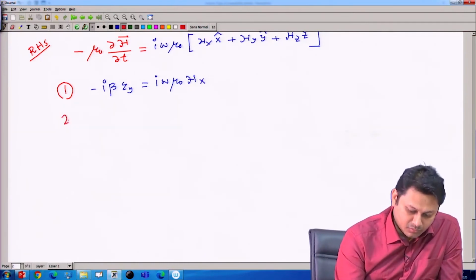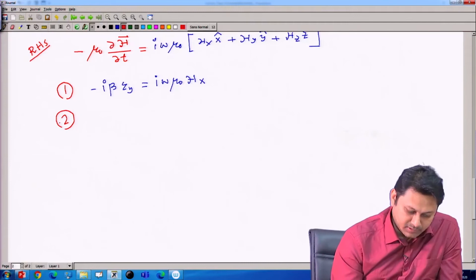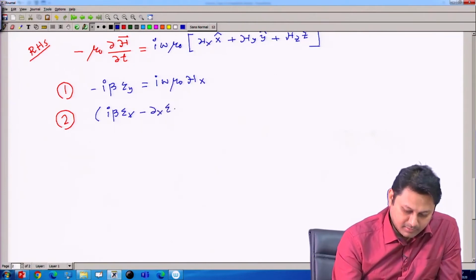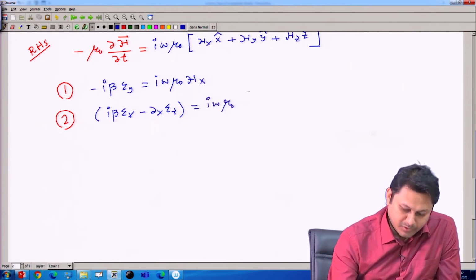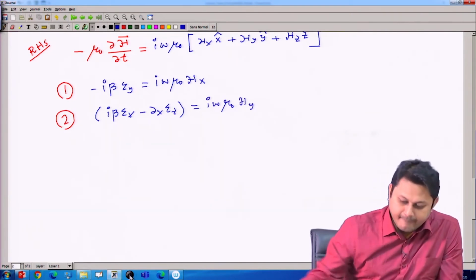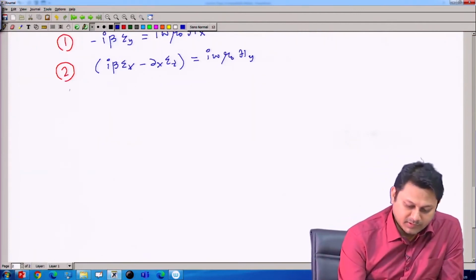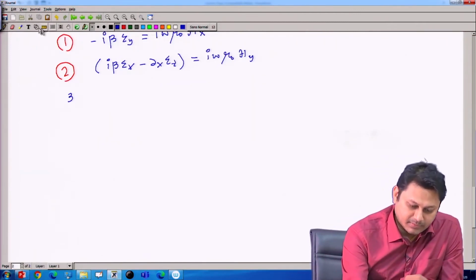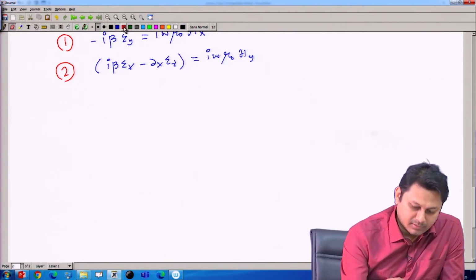What is equation 2? Tallying the y components, it is i beta E x minus del x E z, equal to i omega mu 0 H y. And what is my equation 3? Sorry, I need to write it in red ink.